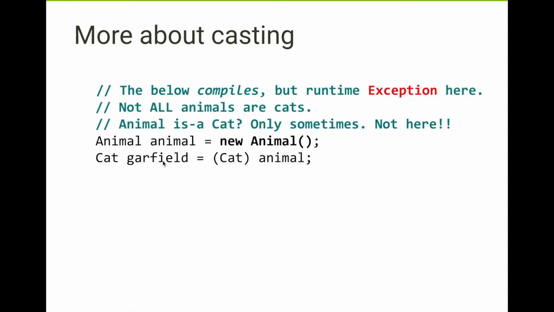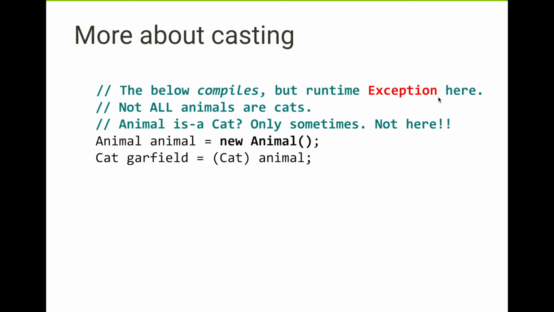But what happens at runtime, the runtime engine takes a look at it and says, okay, honestly, for realsies, is this animal a cat? And the answer is no, this animal is an animal. It's not a cat, okay? The inheritance does not work that way. If we looked at the inheritance diagram, cat is an animal, but an animal is not a cat. The arrows don't go in that direction. So this will not work at runtime. You'll get an exception.